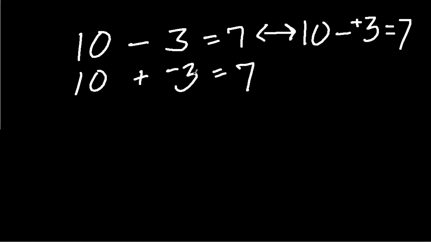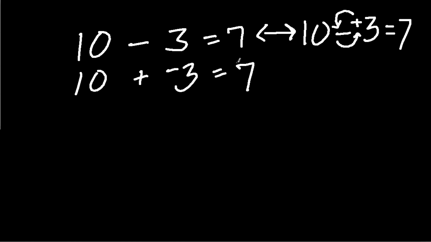What did I do in this equation down here? What did I change? Well, instead of subtracting a positive 3, I switched the signs and I added a negative 3. So there's a switch going on right here. I took the positive sign and I switched it with the negative sign. So I'm adding a negative.